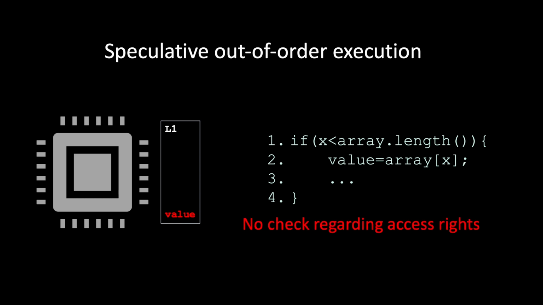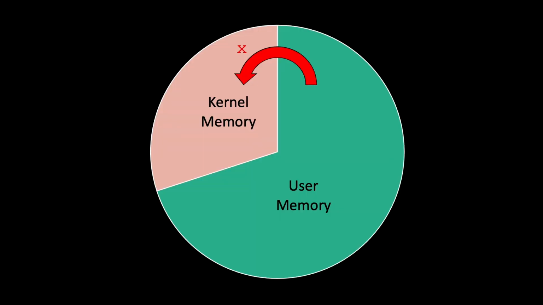Well, there is no check regarding access rights in this speculative out of order execution, which means that there is something in the memory now. It's not a value within the array, because the array is not as large as x to actually yield a result when I want to evaluate the xth position. However, there is some kind of value. And since there is no check regarding access rights, regarding the memory space, I can actually try to choose an x to access kernel space. So in my address space here on the right, in the user memory space, I can actually try to get data from the kernel memory this way.